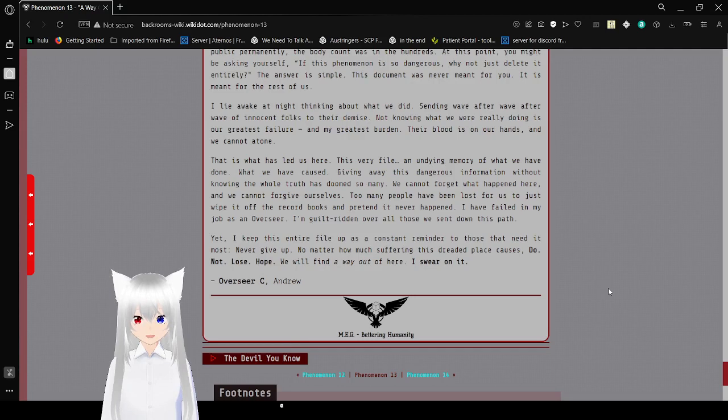I have failed in my job as an overseer. I'm guilt-ridden over all those we've sent down this path. Yet I keep this entire file up as a constant reminder to those that need it most. Never give up. No matter how much suffering this dread place causes, do not lose hope. We will find a way out of here. I swear on it. Over to C, Andrew.